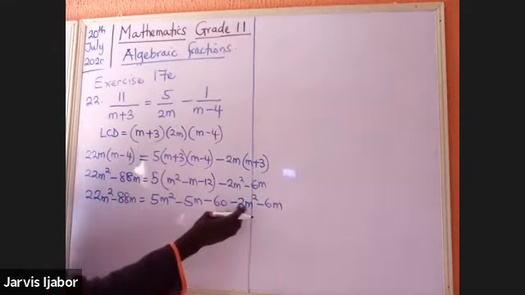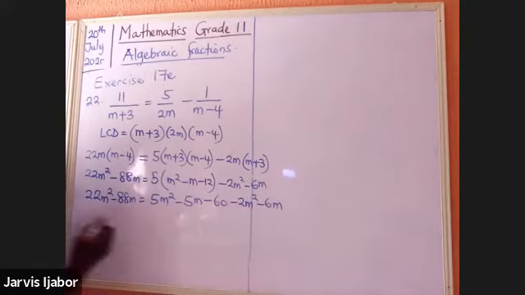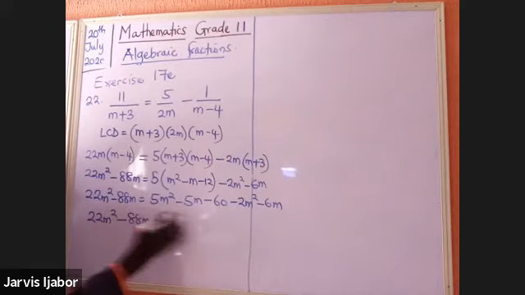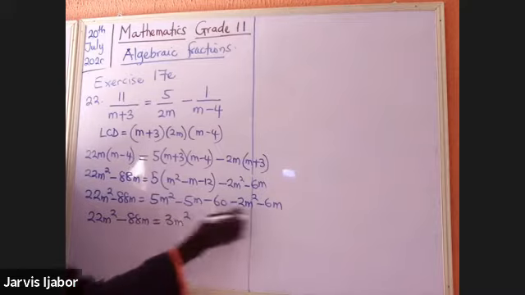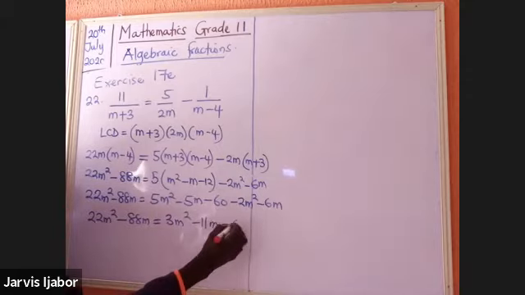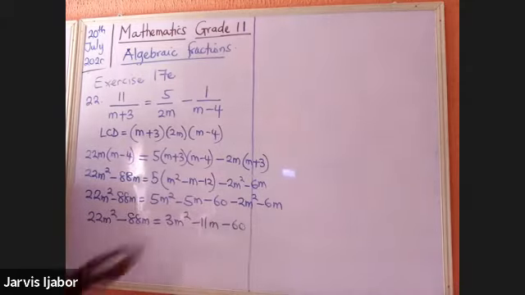So you take care of this part. I always encourage my students to take care of the problems gradually. Don't be in a hurry. This minus this will give me 3m squared. This and this will give me minus 11m and minus 60. So you can bring them all this way.